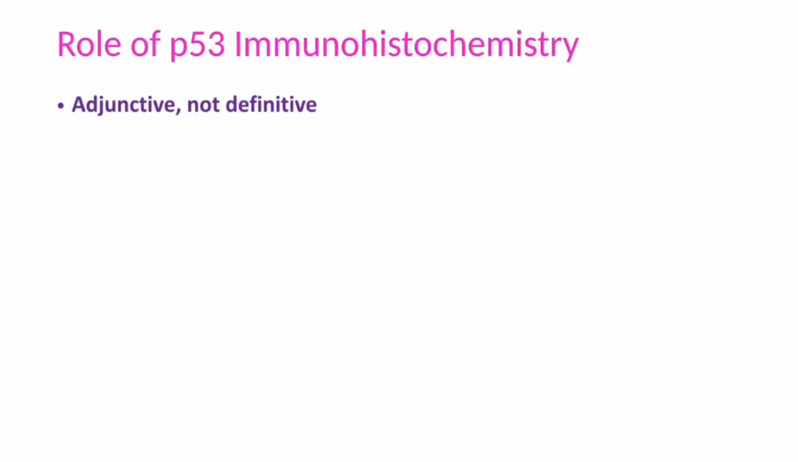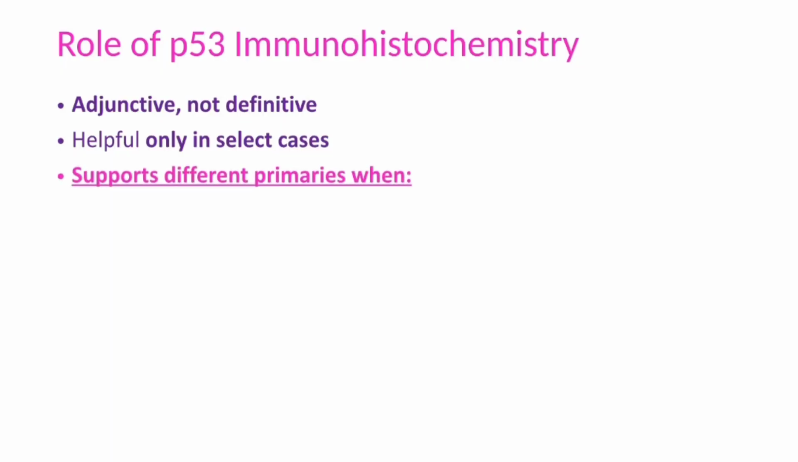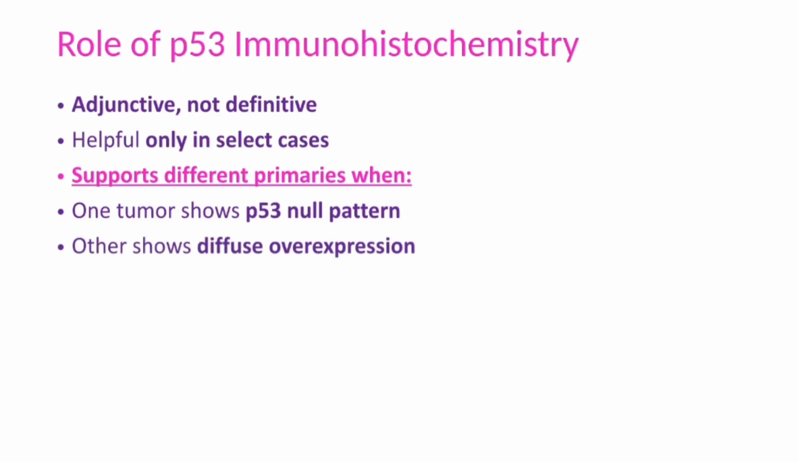Now, what is the role of P53 when we want to differentiate uterine and ovarian mass? So it is not definitive, it is adjunctive, helpful only in select or a few cases, and it supports different primaries when one tumor shows P53 null pattern and another tumor shows diffuse overexpression.